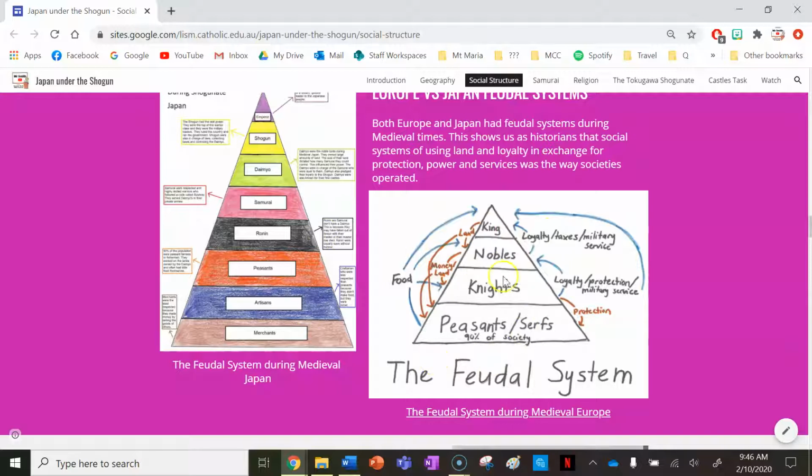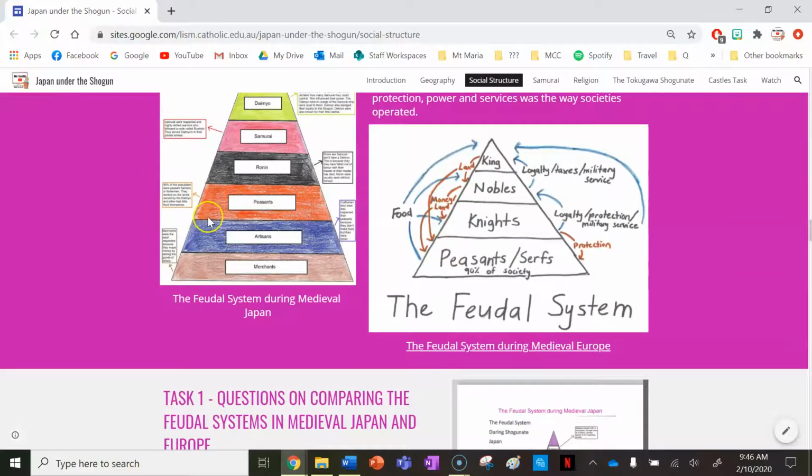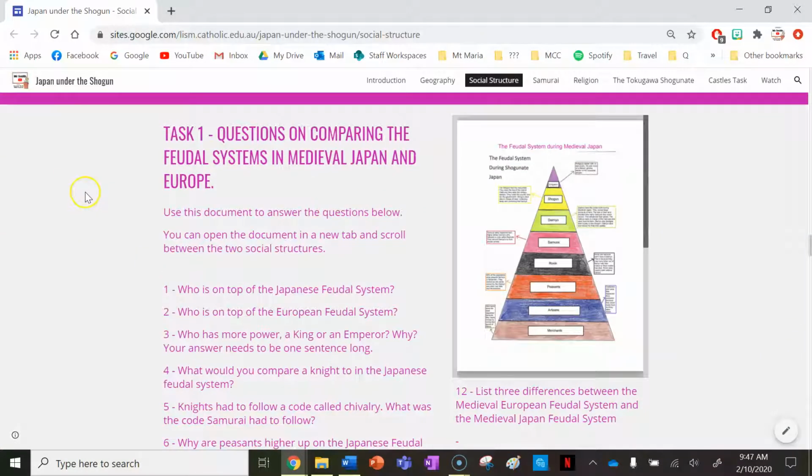You can see in both feudal systems, in the same way that a noble gave a knight power, money, and land, in a similar way the daimyo gives a samurai a place in the social system as well. We also have the nobles who are loyal to the king in exchange for land and loyalty. We also have a similar relationship between the shogun and the daimyo here. So quite similar social structures that we're going to investigate this lesson.